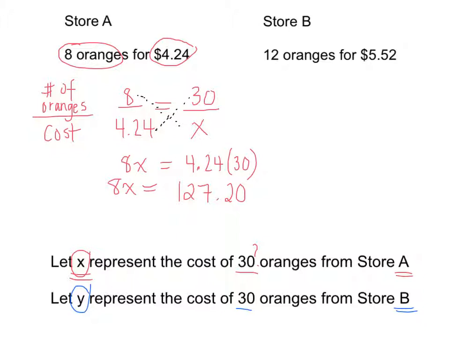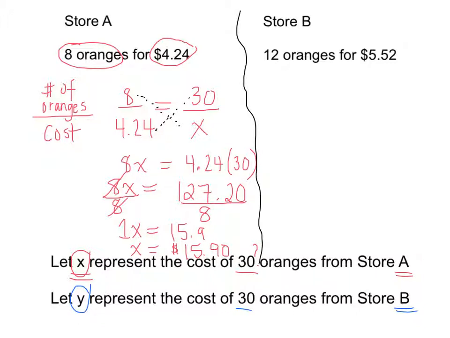Well, right now on the left side of the equation we have 8x, which means 8 multiplied by x. To isolate x, we're going to do the opposite. We're going to divide by 8. Whatever you do to one side of the equation, you must do to the other to keep it balanced. So I'm going to divide the right side of the equation by 8. 8 divided by 8 is 1. So 1x equals 127.20 divided by 8, which gives me 15.9. And I know that my x represents the cost of 30 oranges, which means that the cost of 30 oranges is $15.90 from Store A.